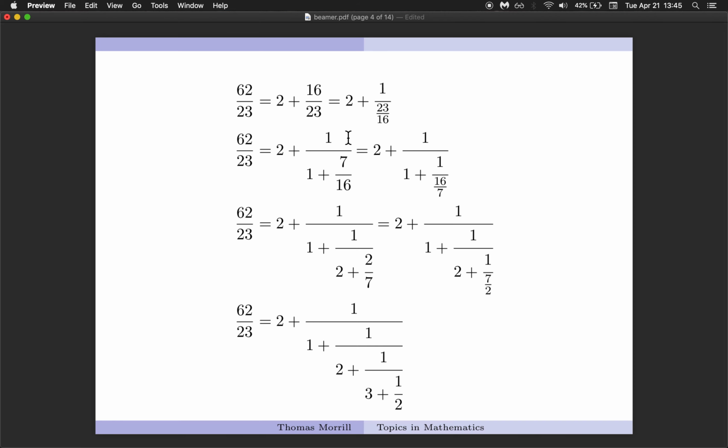Everything else here is staying the same. The numerator is the same. This 2 out in the front is the same. That's all great. The only thing I've changed is downstairs.